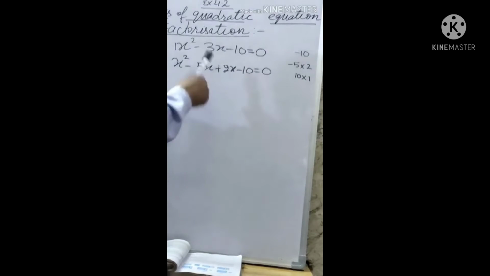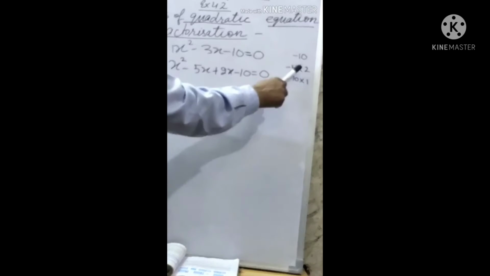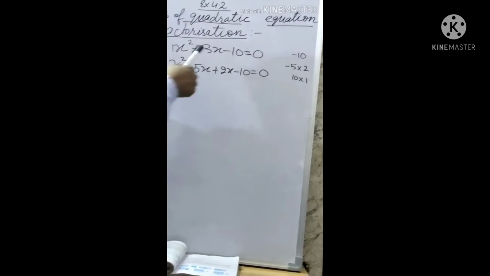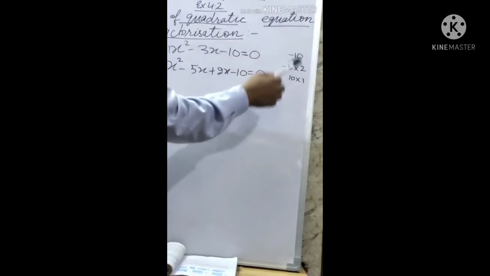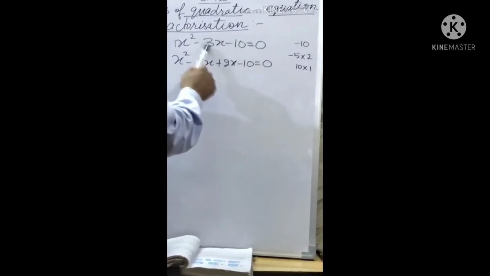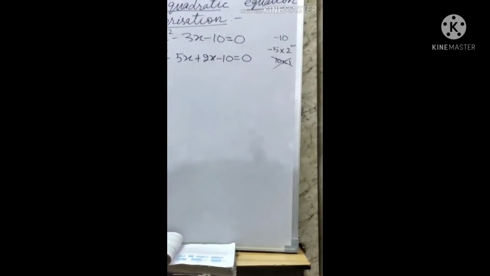Clear? So how are you splitting? First you see the last term, the product is the same, and then add and subtract, the middle term will come, then you are getting this. Otherwise, if you take 10 ones are 10, 10 plus 1 is 11, 10 minus 1 is only 9, then this is rejected. So this is correct here, so I have taken this.